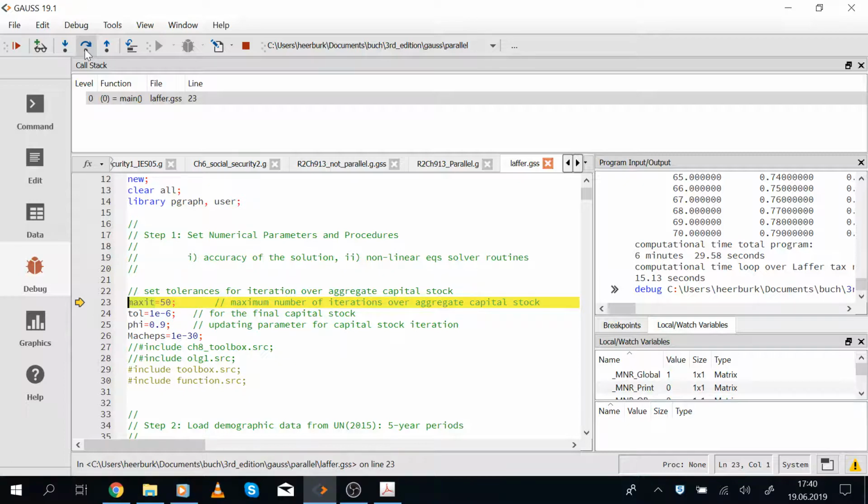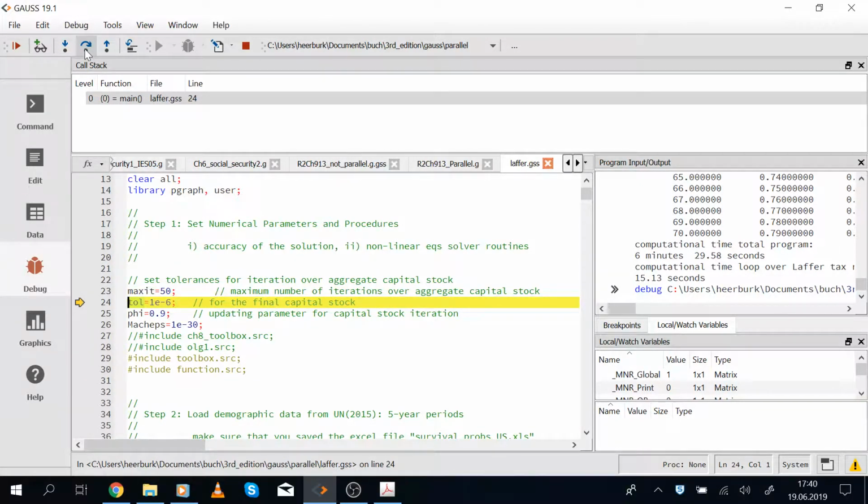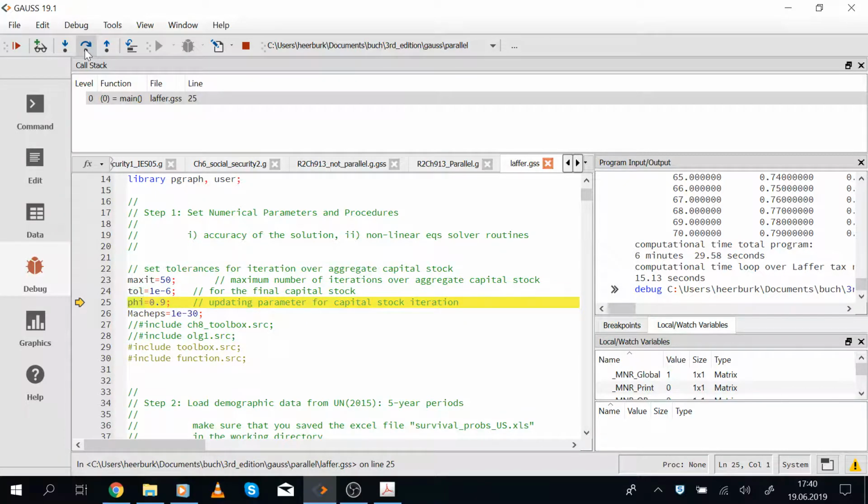So the maximum number of iterations over the aggregate capital stock is set to 50. The tolerance of the nonlinear equation solver is set to 10 to the power minus 6, and we use an iterative dampening procedure to update our guess of the aggregate capital stock of 0.9. So this means if we start with a value of k, let's say 1.0, and find a new value of k equal to 2.0, we just use 1.1 as our next guess.